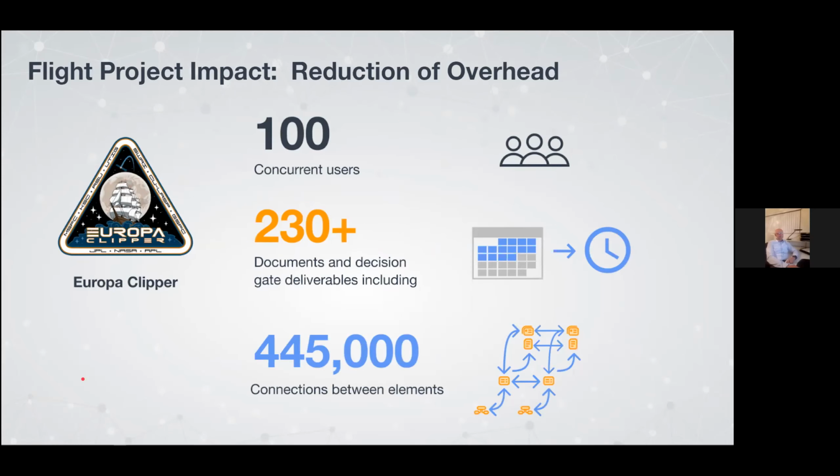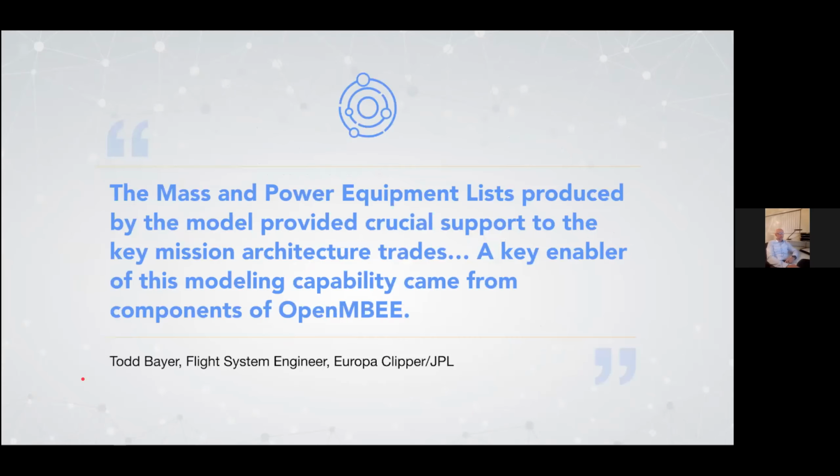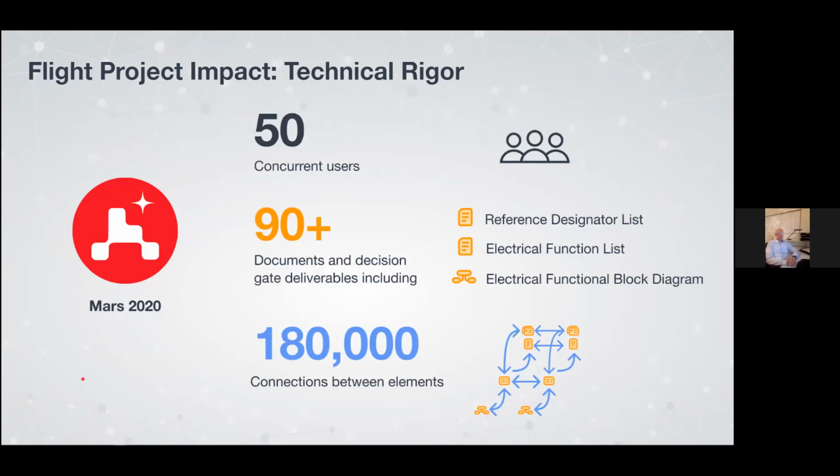So at that time, for Clipper, the impact was a reduction of overhead to manage all this data. There are some quotes from a flight system engineer. I'll skip over them in the interest of time. The next step was Mars 2020, which is currently on its way to Mars. And there, the impact was on technical rigor. So 50 concurrent users, 90 documents, 180,000 connections, with an emphasis on precise engineering documents that are also integrated with the subsystem, like reference designators, electrical function lists, and functional block diagrams.